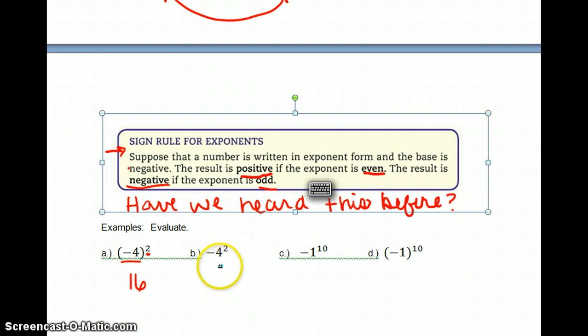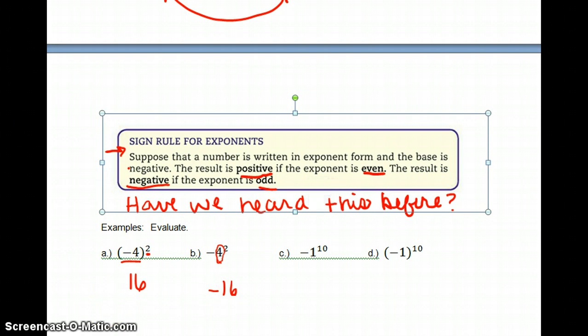Now, letter B, pay close attention. We have -4 squared. They look similar. However, the base is just simply 4, which is positive. This rule only works for negative bases. So for this one, we're going to evaluate that power. 4 squared is 16, but we have to bring that negative down front.